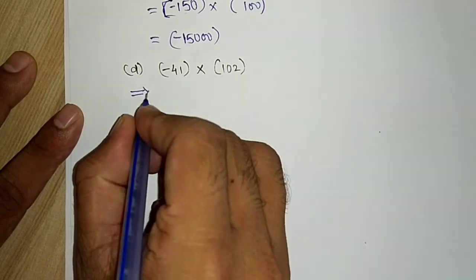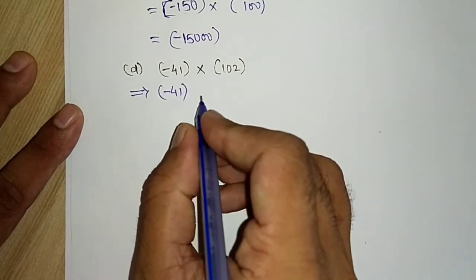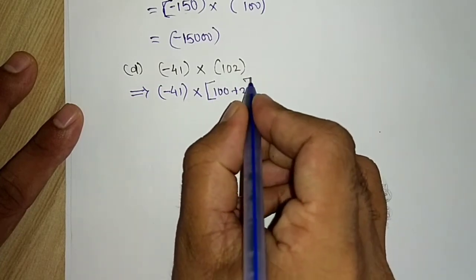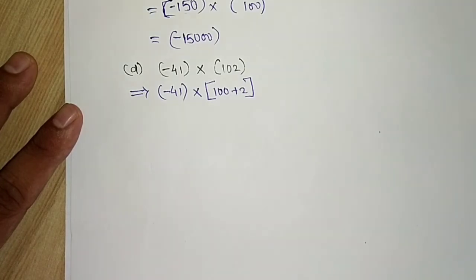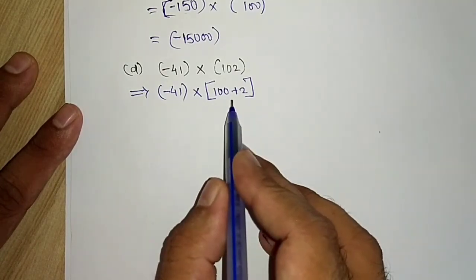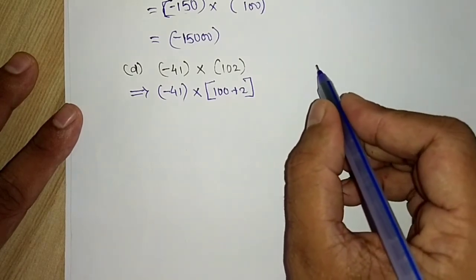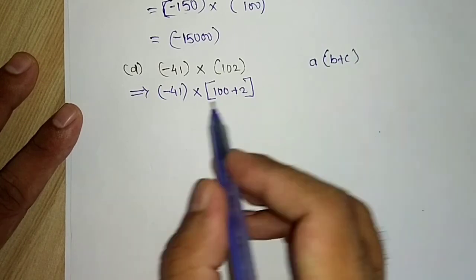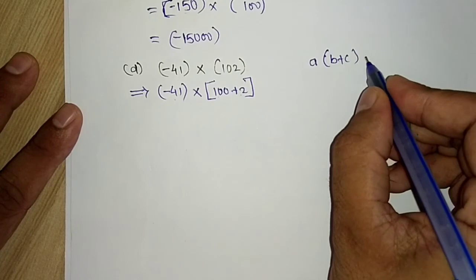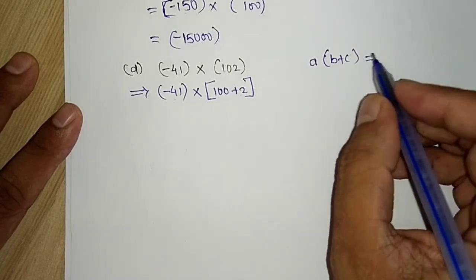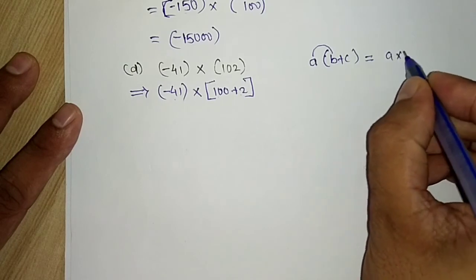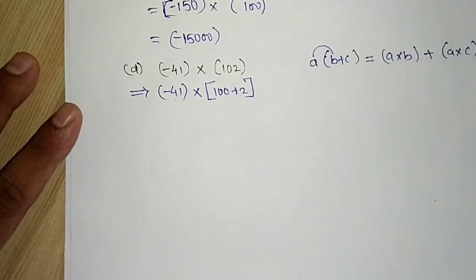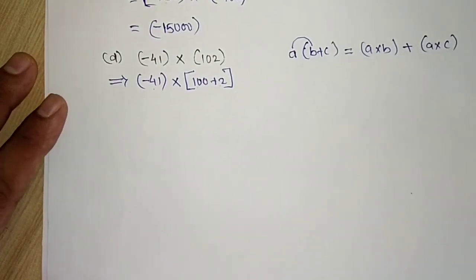So what I will do here, I will write minus 41 as it is and then this 102, I will write as 100 plus 2. Now if you look at these numbers, you can easily make out that I want to use A multiplied by B plus C, using the distributive property. I will multiply A into B then plus A into C. This is the distributive property, students. So I will apply the same here.